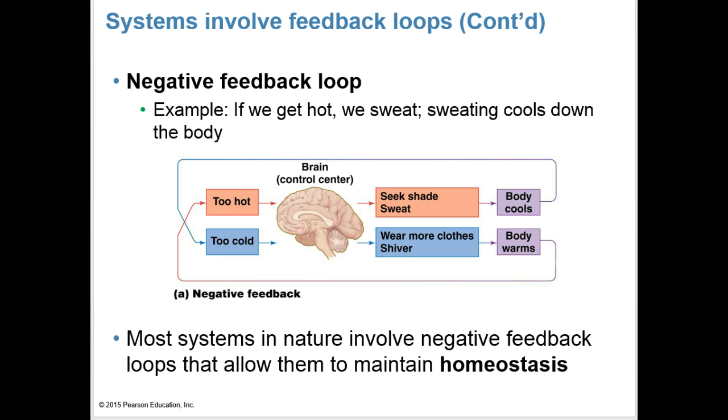Here are some diagrams to help show negative feedback and positive feedback. This one shows a negative feedback loop. For example, if we get hot, we sweat, and sweating cools down the body. Most systems in nature involve negative feedback. Also in our body, it involves negative feedback as well. And this allows them to maintain homeostasis.